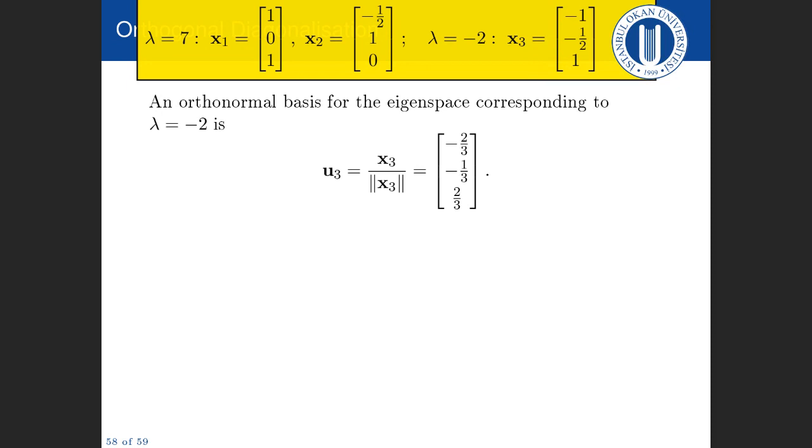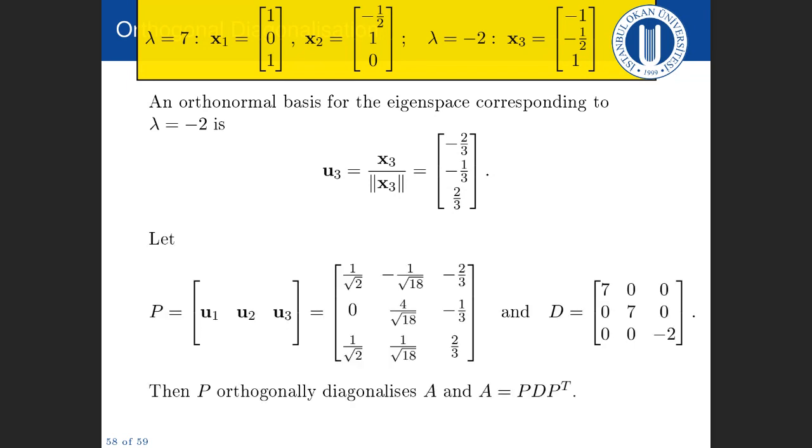The eigenspace corresponding to lambda equal to minus 2 only has one vector. We don't need to do Gram-Schmidt. We just need to normalize our eigenvector to get a unit vector. So x3 divided by norm of x3 is, you can check, minus 2/3, minus 1/3, 2/3. And then we've done the work.